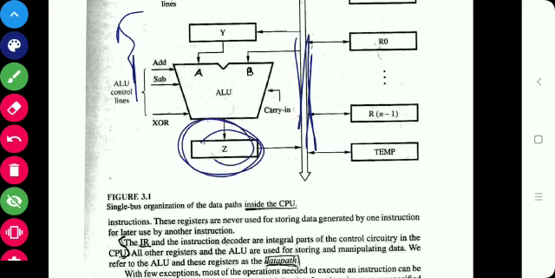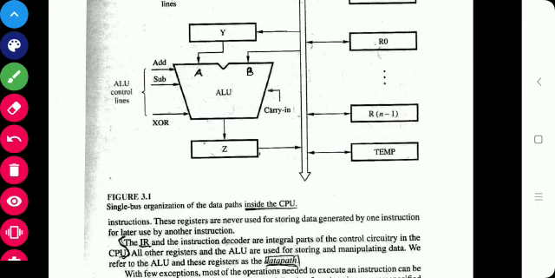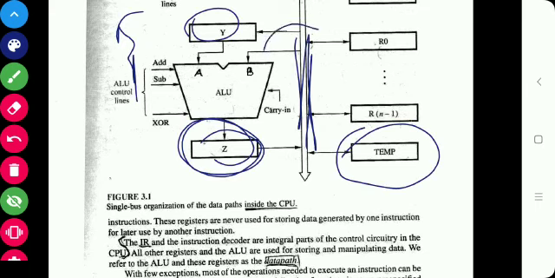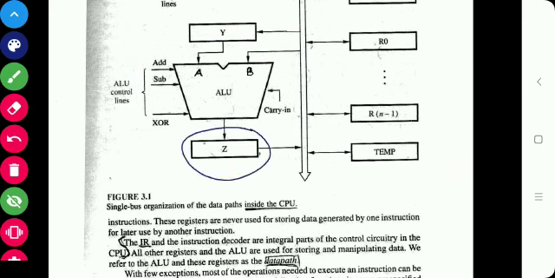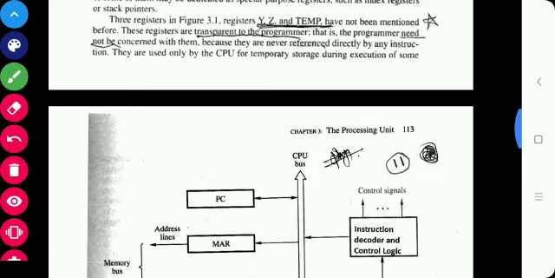So Y, Z and Temp are the new registers. These are not used by the programmer; they are used internally by the CPU. So the ALU has two inputs: one is Y and the second is from the data bus, and the result of the ALU is stored into the Z register. So this is the single bus organization of the CPU.